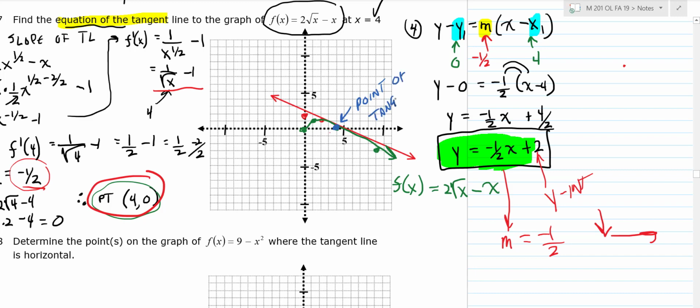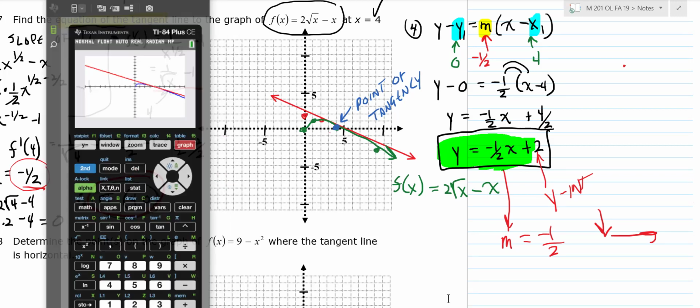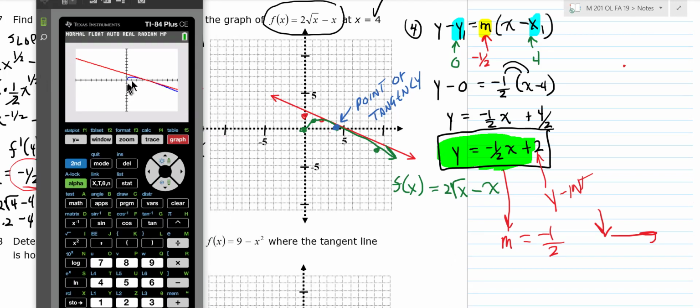You can see this a little bit better on the graphing calculator. So that looks like a good tangent line to me. It's only touching in that small region at that one point. Okay, so that's what that looks like. And again, if you trace it at 4, which is what we are interested in, I think you can tell that's a tangent line.